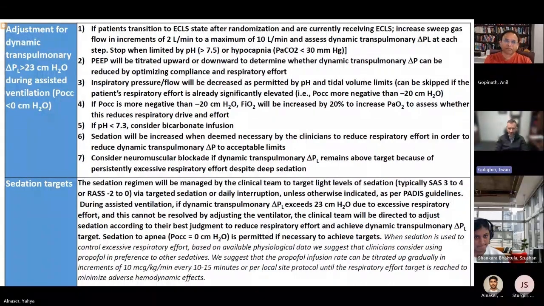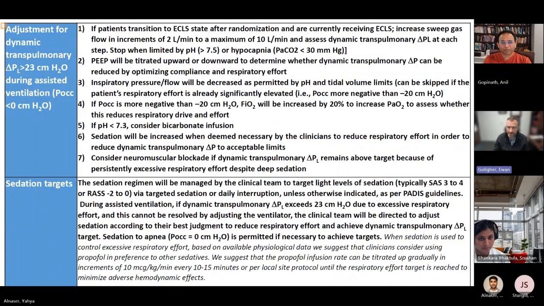We don't know for sure that they are a benefit. This is why this clinical trial is so important. Finally, if the sedation fails to control the high drive to breathe, then you may consider neuromuscular blockade as well. That's potentially an effective intervention. Obviously, it's a bit of a setback for the patient, but it's an option of last resort.